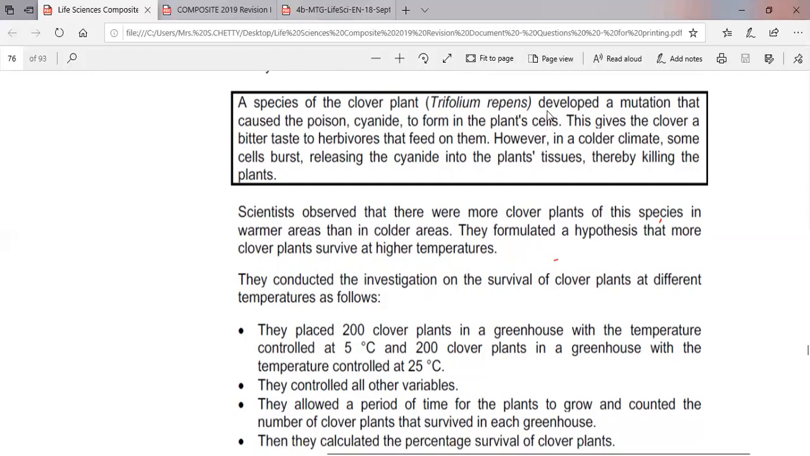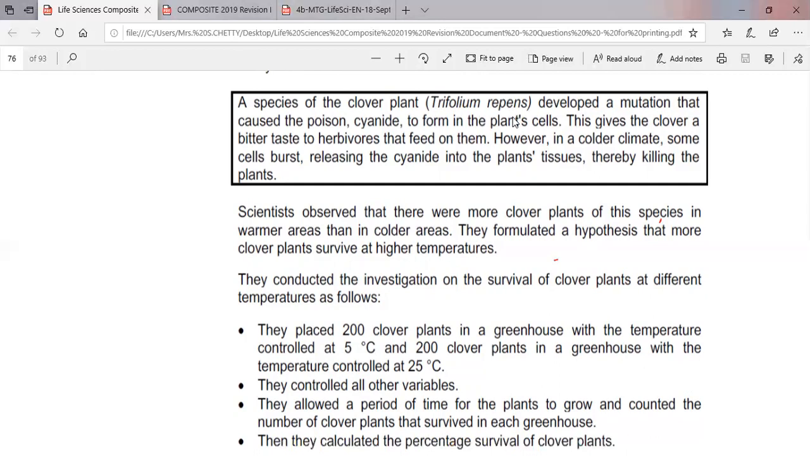This gives the clover a bitter taste to the herbivores that feed on them. So the herbivores will not feed on them. So it's a natural protective mechanism. However, in a colder climate, some cells burst, releasing the cyanide into the plant tissues, thereby killing the plants. So if the cyanide is contained inside the plant cells, it's okay. But once it's released, it'll start to poison the rest of the tissues. And then the whole plant will die in cold conditions.